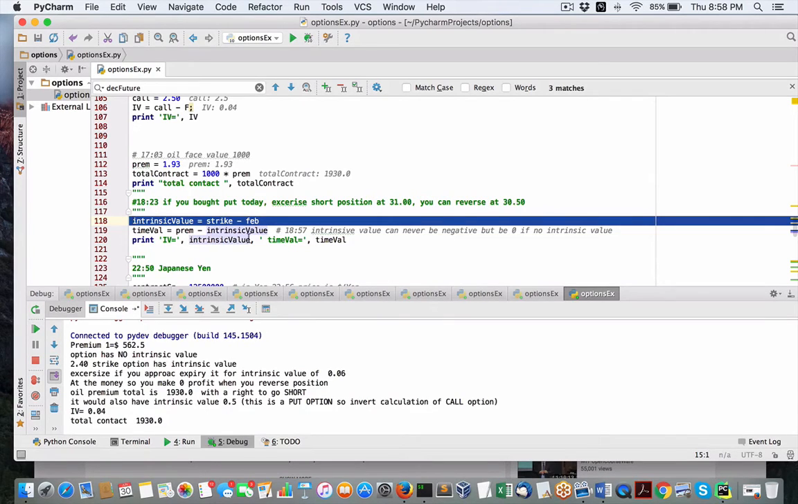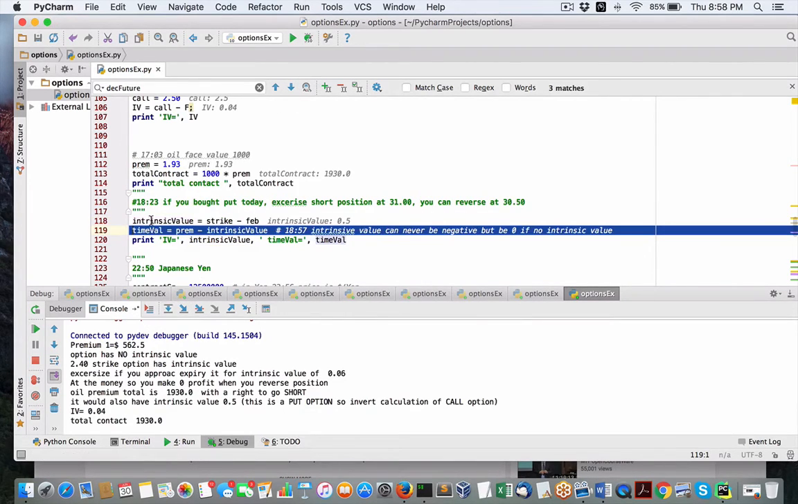Okay, so the next one is, if you bought a put today, exercise a short position at 31, you can reverse at 30.50. So here's our intrinsic value. Our strike is at 31, our February is set at 30.50, so our intrinsic value is 50 cents.